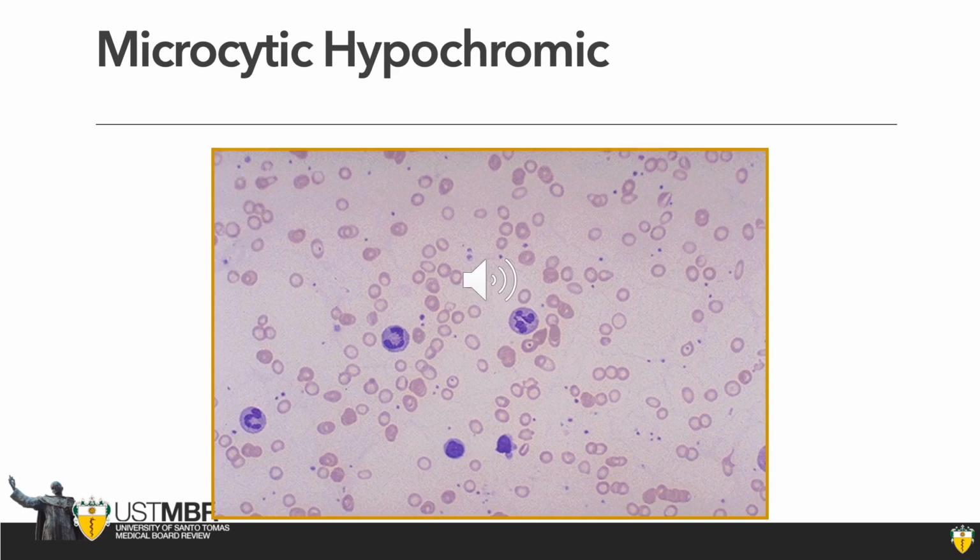This is another example of microcytic hypochromic anemia but in lower magnification. So as you can see, you have red blood cells that have very big central pallor. And you have smaller red blood cells, and we usually compare them to the size of the lymphocyte. So in the 6 o'clock position, you have two lymphocytes, and as you can see, the red blood cells are smaller than the lymphocytes, and so you call them microcytic red blood cells.